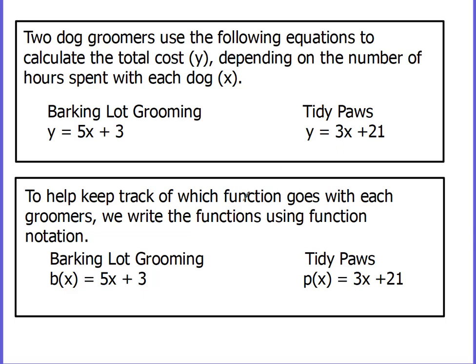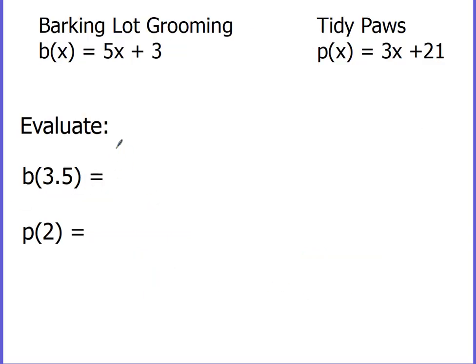To help keep track of which function goes with each groomer, we can write the functions using function notation. And we can use whatever letter we want for the function. So for Barking Lot Grooming, we're going to use b of x. So we would use that formula. For Tidy Paws, we'd use p of x to determine the cost. So we could actually evaluate some using those particular notations.